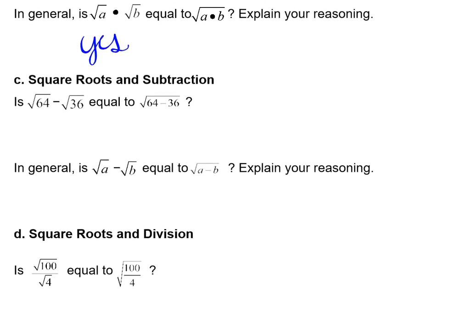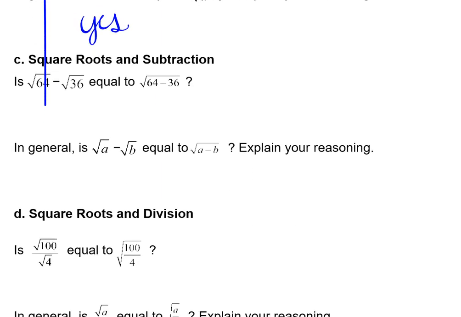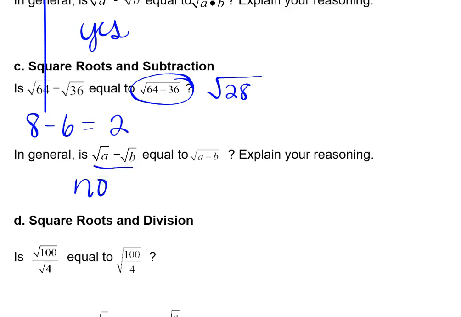When we look at subtraction, we're going to test the same idea. The square root of 64 is 8, minus the square root of 36, which is 6, gives us 2. But on this one, we want to subtract first. So that's the square root of 28, which is not 2. So this one's not true: the square root of a minus the square root of b is not equal to the square root of a minus b.